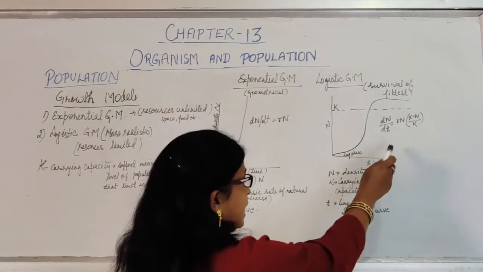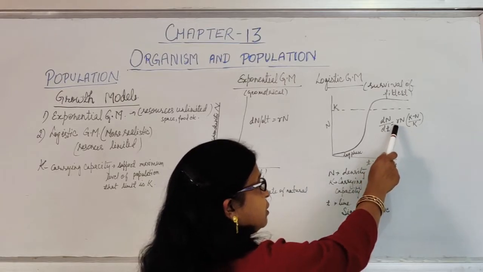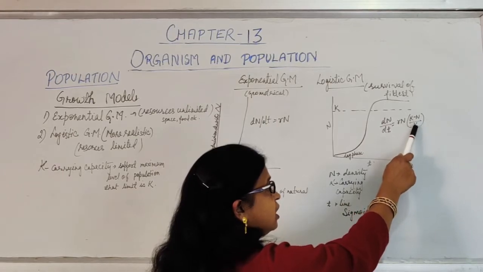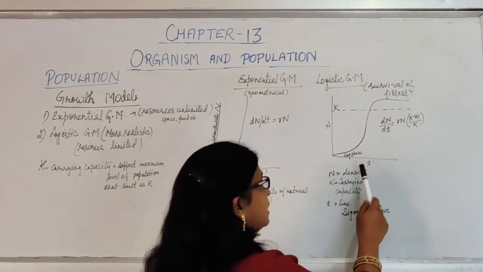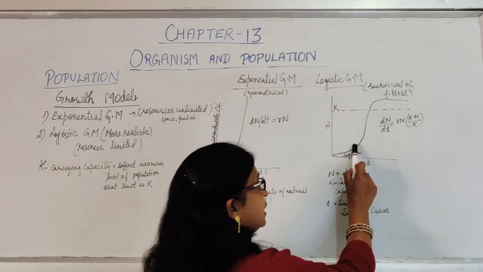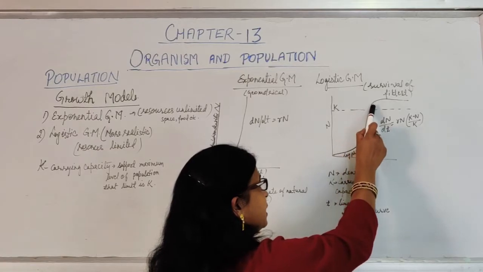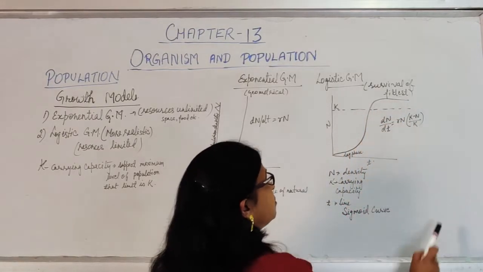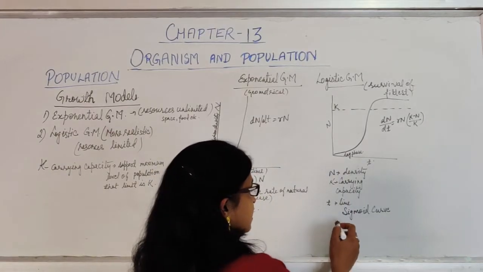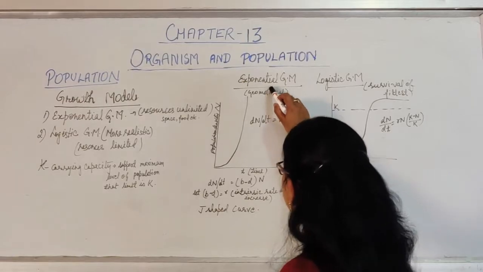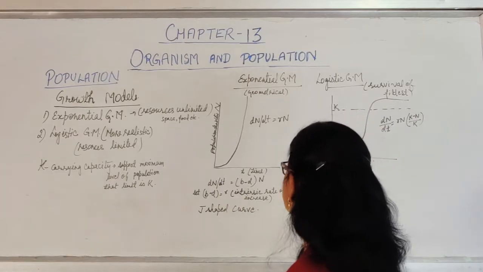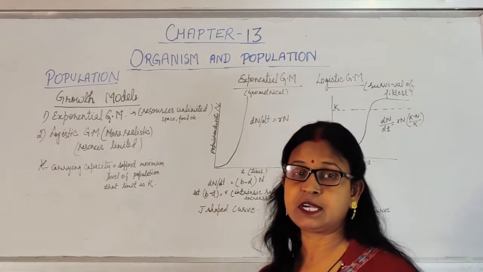Now this can be written as dN by dt is equal to rN, in brackets K, that is carrying capacity, minus N, divided by the carrying capacity K. So we can see in the beginning there will be slow growth, it will occur rapidly in between, and again it becomes stable because the resources are limited. So we can see that of the exponential growth model and the logistic growth model, the logistic growth model is more realistic, which occurs in nature.